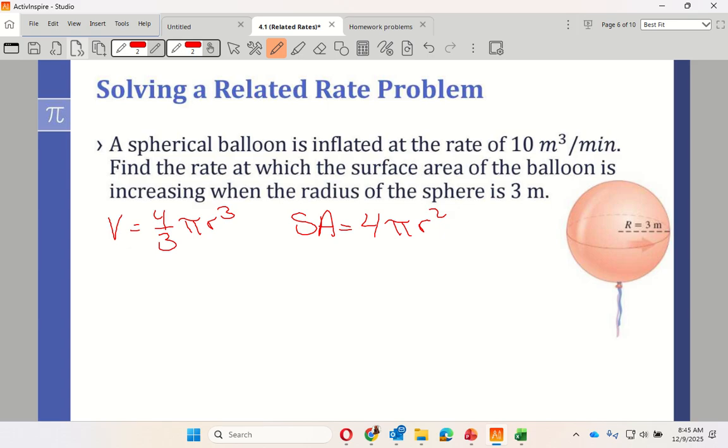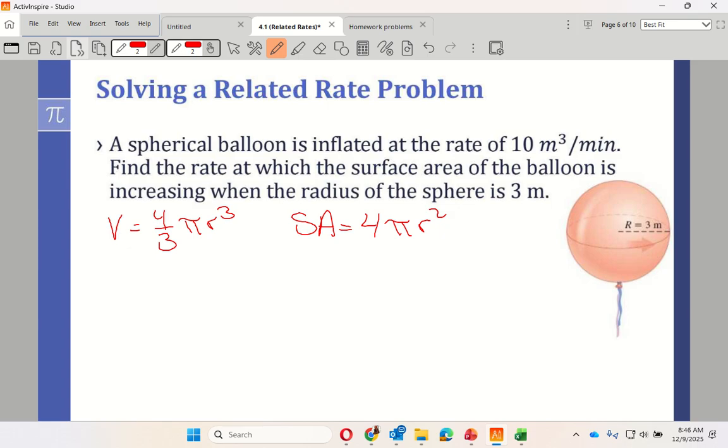How many variables do I have here? In the problem, both problems there. How many variables? 1, 2, 3. It's 10 meters cubed per minute and the radius, which is 3 meters. It's spherical, so we know that it's time. We're dealing with the volume here, we're dealing with the radius here, and we're dealing with the surface area here, right?